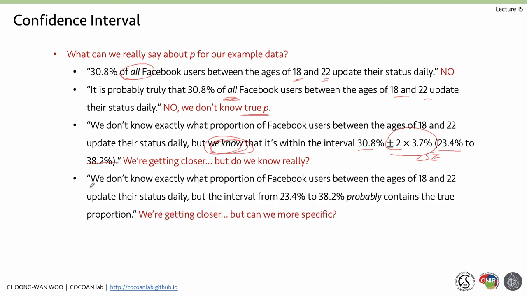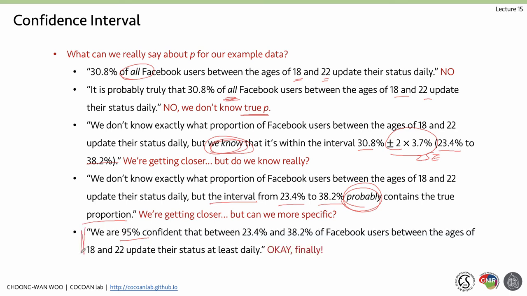So we can change that into: we don't know exactly what the proportion of Facebook users between the ages of 18 and 22 update their status daily, but the interval from this to that probably contains the true proportion. That's correct, but we can say more than that. So this is a correct statement.